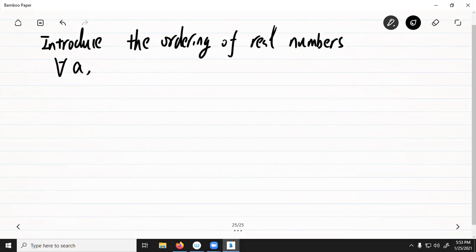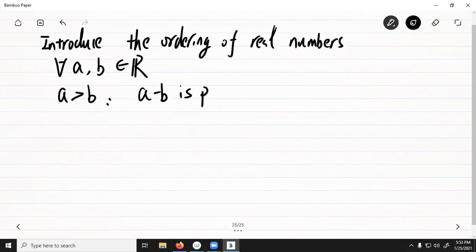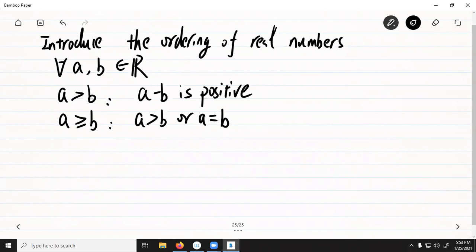For any real numbers A and B, what is A greater than B? A greater than B means A minus B is positive. Here positive means greater than 0. Again, A greater than or equal to B means A greater than B or A equal to B. So A greater than B means A minus B is greater than 0, is positive.